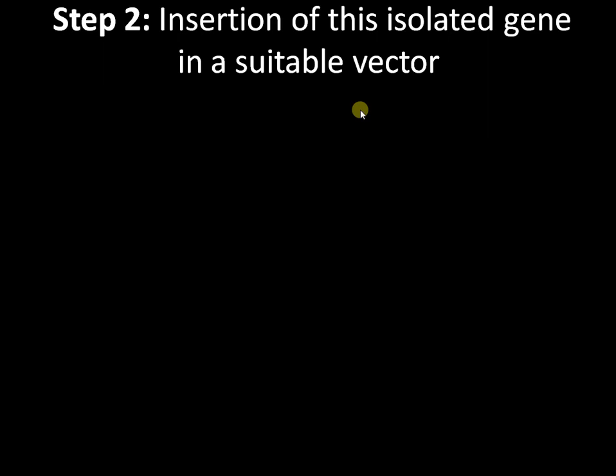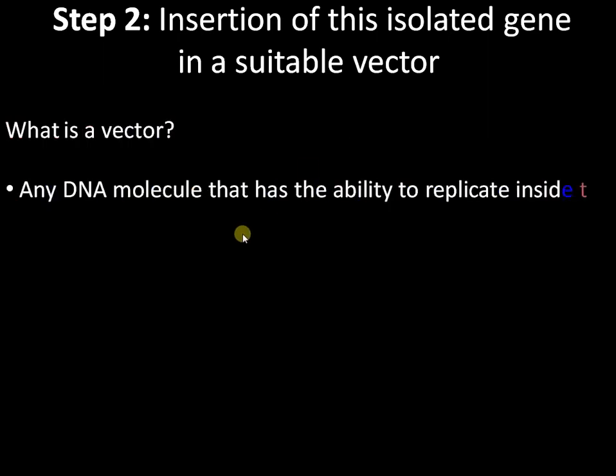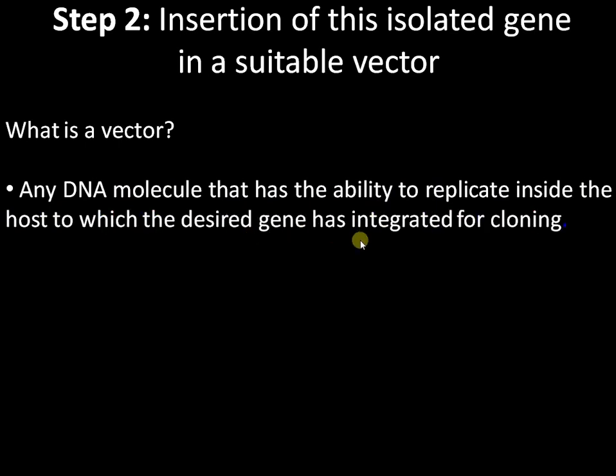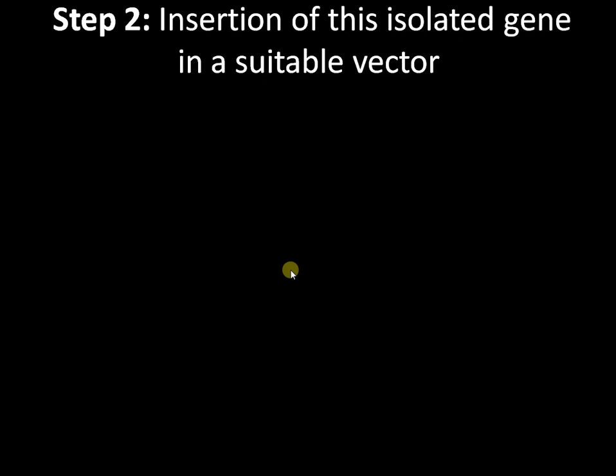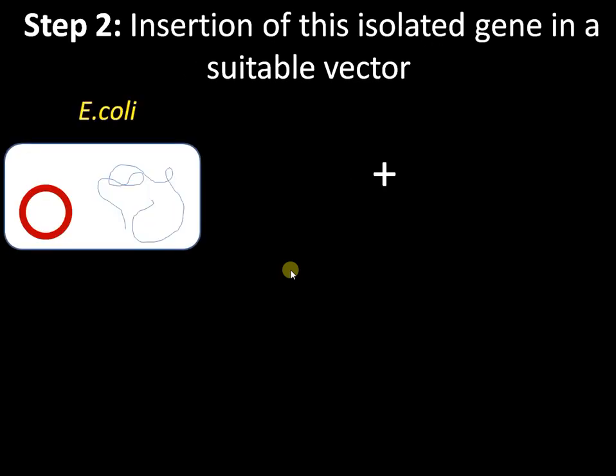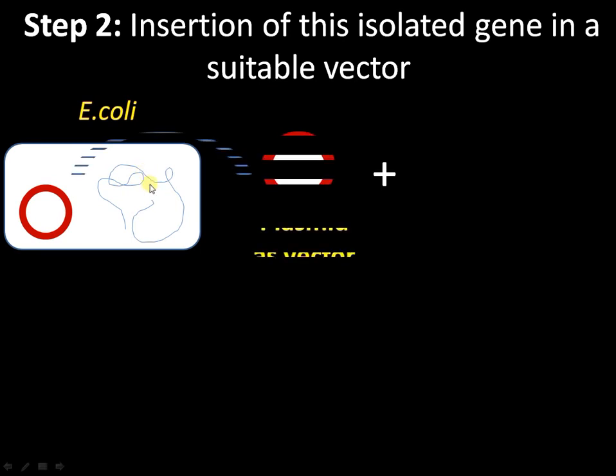Before that, we need to know something about vectors. What is a vector? A vector is any DNA molecule that has the ability to replicate inside the host into which our gene of interest has been integrated for cloning. Vectors include plasmids, bacteriophage, BAC, etc. You can refer to our video on gene cloning vectors for more. So most often here we are taking a plasmid as our vector.